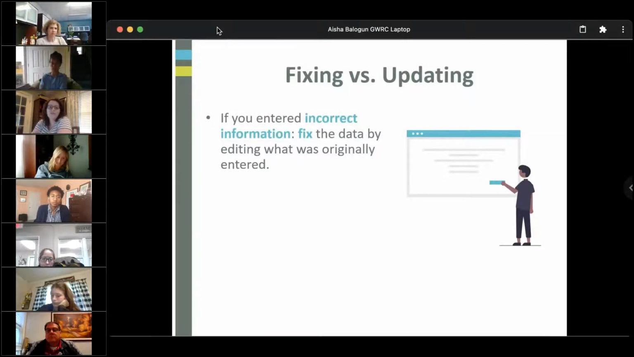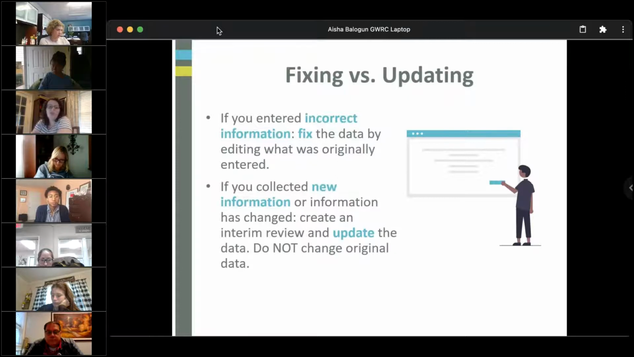So if you enter incorrect data, meaning that you accidentally clicked the wrong box or selected the wrong option for some piece of data, then you are able to fix it. You're able to go back into entry records using the pencils next to those dates, or go back into your updates using the pencils next to those, and you're actually able to change those data points that are incorrect and need to be corrected. Now, if there is new information or information has changed, then you want to make sure that you're using interim review.